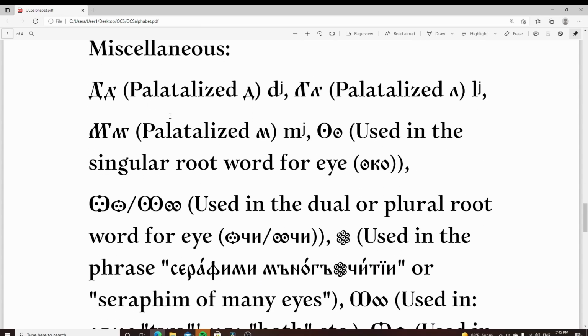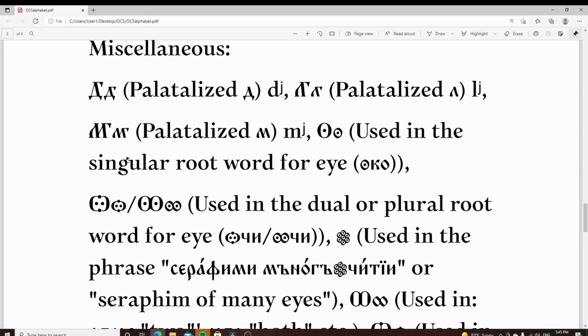Now for our miscellaneous letters. This letter represents the palatalized dobro, and it would sound like d, with a small y sound at the end. Here we have a palatalized L, ly. And lastly, a palatalized M, ny.